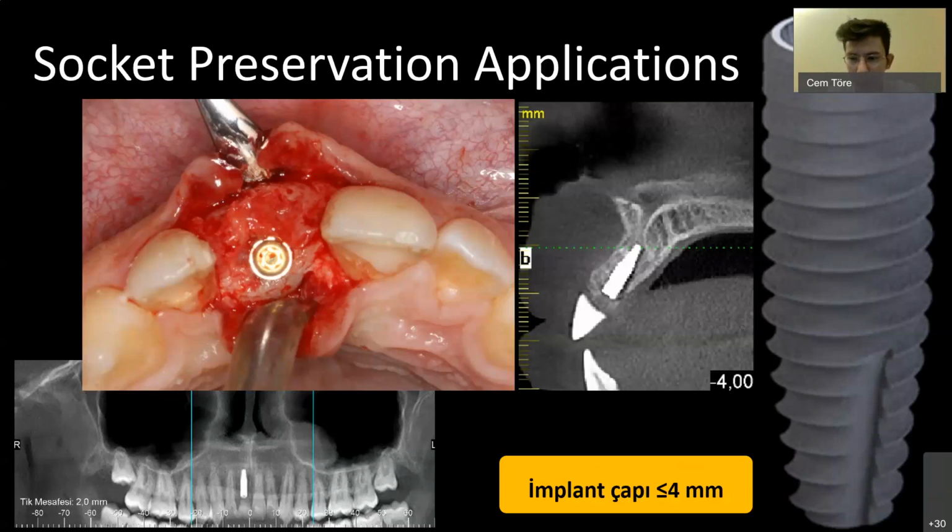We could probably confidently say we could place an implant of 5 or 6 millimeters here. We have enough bone to do that, but that's the older way of thinking. The bigger the implant, the better. What's the best implant you can put somewhere? The biggest one you can. Now we think the more healthy bone around the implant we place, the healthier it is for the patient in the long term.